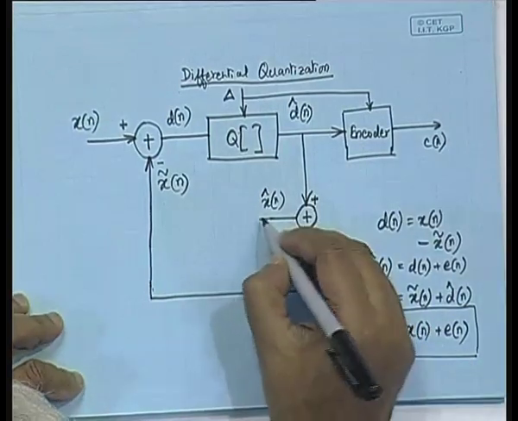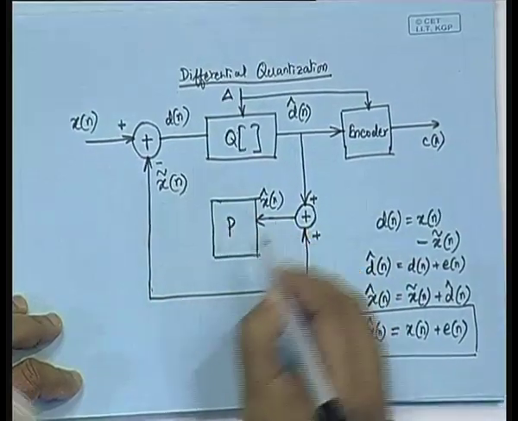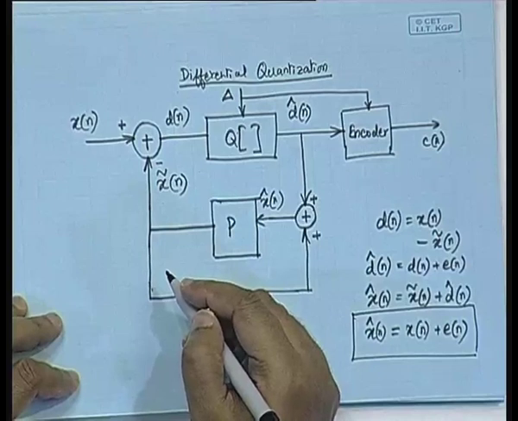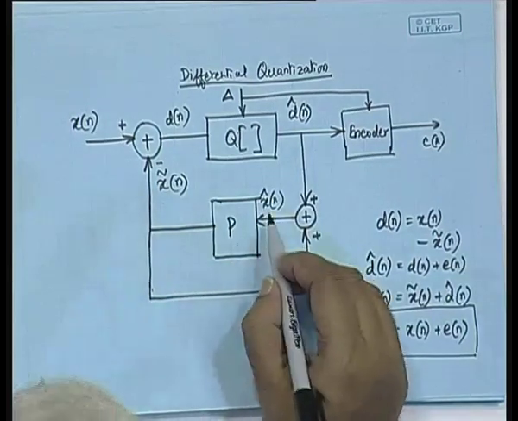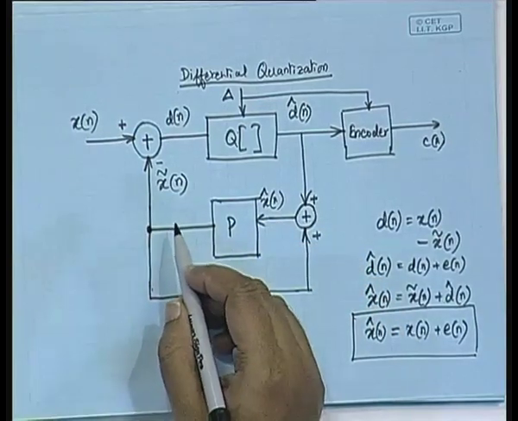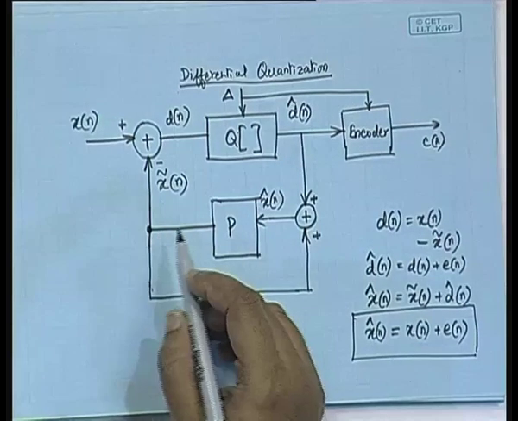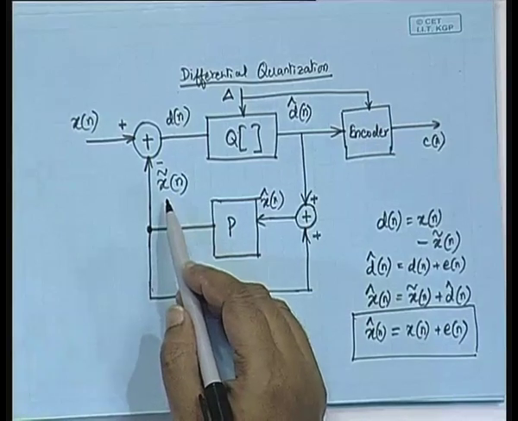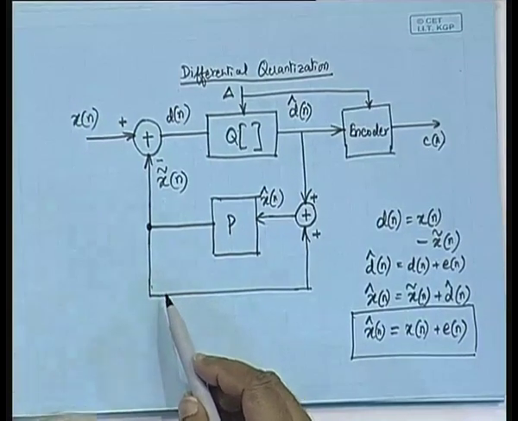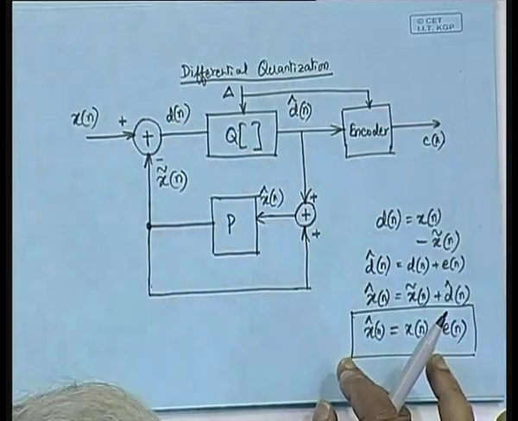And then this x cap of n is fed to a block which we call P, and this P is nothing but what is called the predictor. So P is a form of predictor, and based on this x cap of n, we get x tilde of n. x tilde of n is a prediction, a predicted value. If the predicted value is good, in that case d of n will be a very small quantity, so it is a good prediction. This is the overall generalized scheme of the differential quantizer.